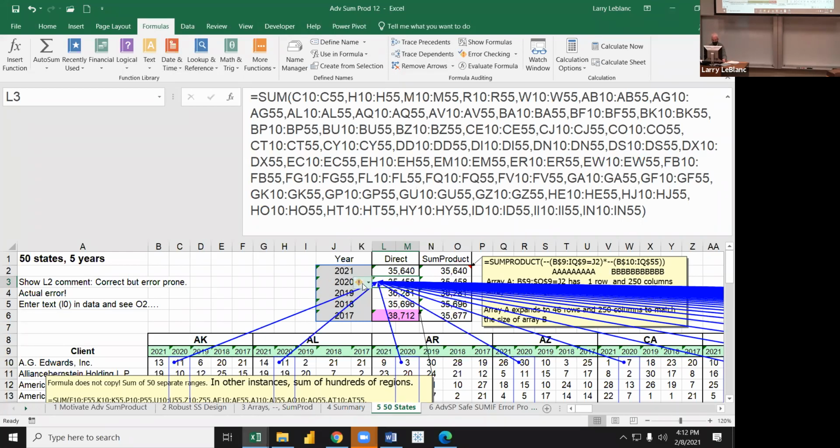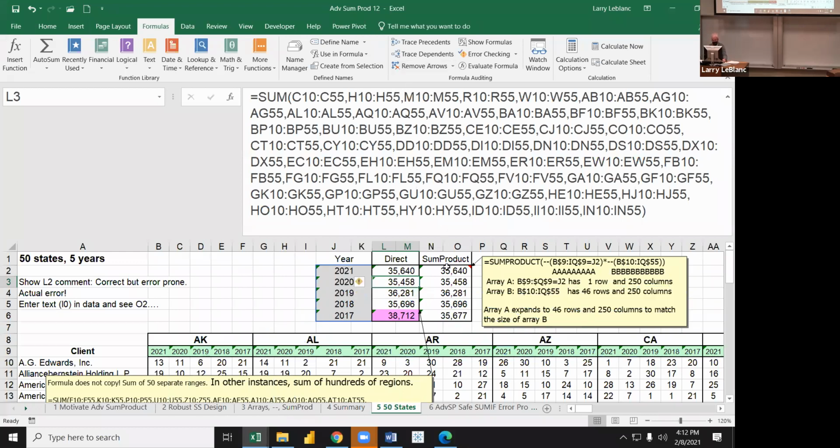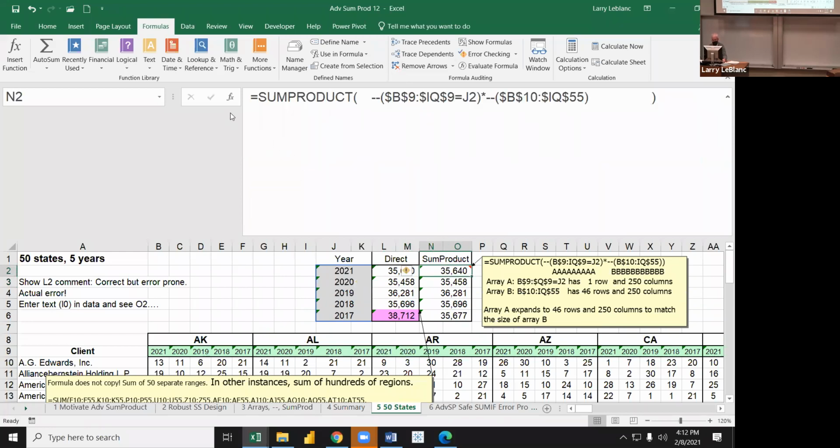See the label 2020? The formula is you add up C 10 to 55, not B, not D, E, F, G, but you do add up H 10 to 55, not I, J, K, L, etc. It is ghastly. Once you learn this concept, it copies down, and it's a whole lot easier to understand.